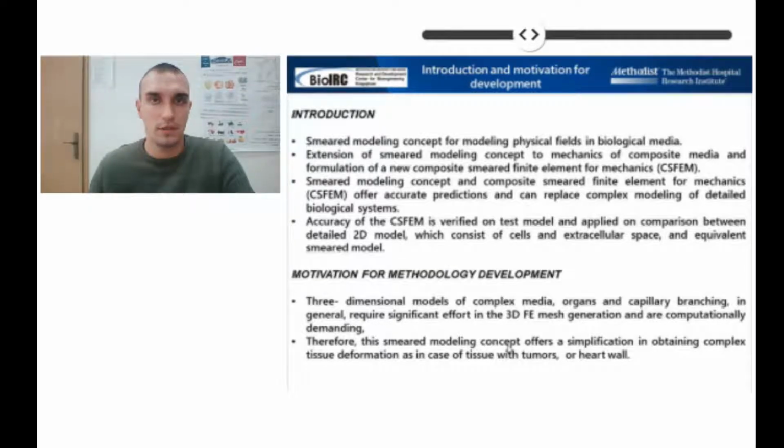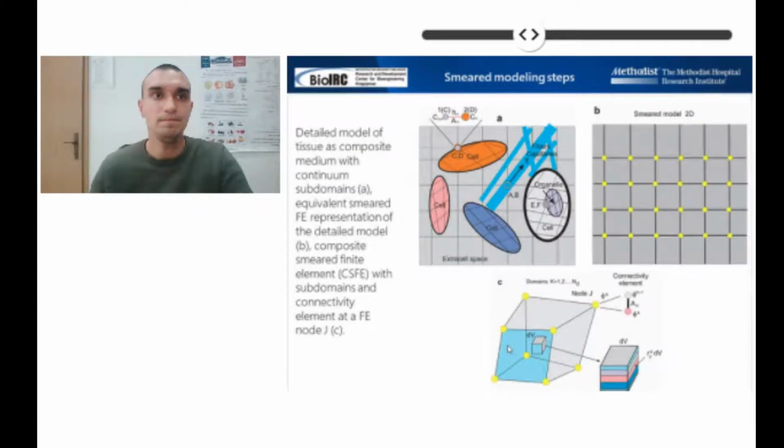The motivation for this methodology development lies in something that we tried a long time ago, and during these years we figured out that three-dimensional models of complex media, organs, and capillary branching in general require significant effort in the 3D finite element generation and are computationally pretty demanding. And therefore, this SMIR modeling concept offers a simplification in obtaining complex tissue deformation, as in the case of tissue with tumors or heart wall. Now, let's briefly describe the motivation for formulation of the SMIR concept.